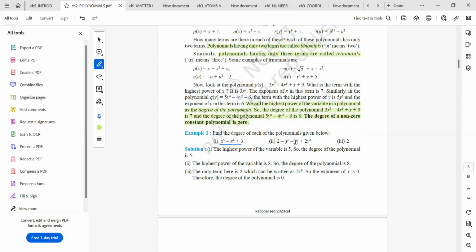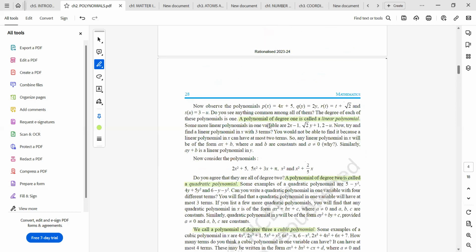The degree is 5. Degree is 5. Here, degree is 8. Okay. So you only look to the highest one. Now, if it is 2, 2 simply means we can multiply it with x to the power 0. Okay. So the exponent is 0. So the degree of the polynomial is 0. Whatever is the power is the degree. But the only thing is that it should be a whole number. That is it. If it is a whole number, you can always define.